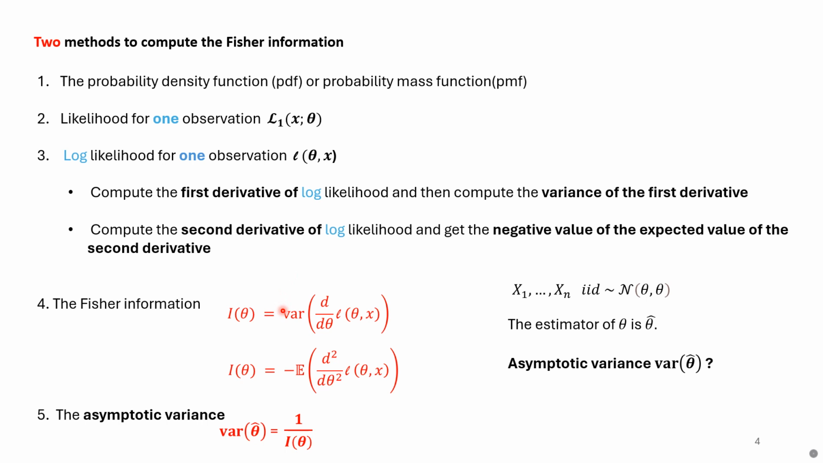Now here we know that variance cannot be negative. So I have this variance, but in this case, if this l is concave, then the second derivative is going to be negative. That is why I have to put a negative sign in front of that. Then finally I can get a positive quantity.